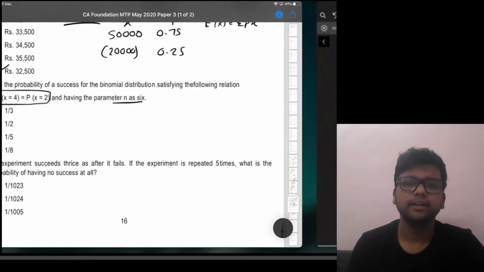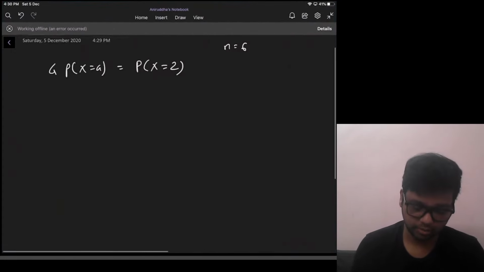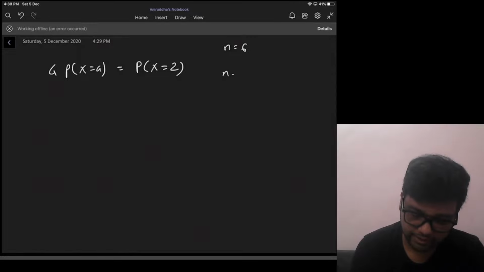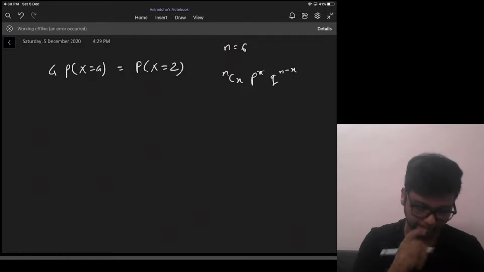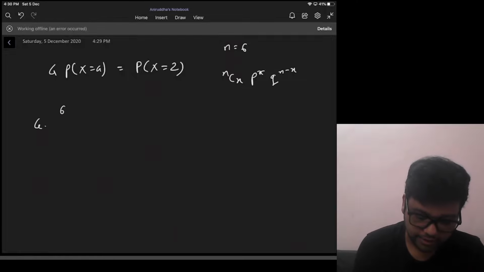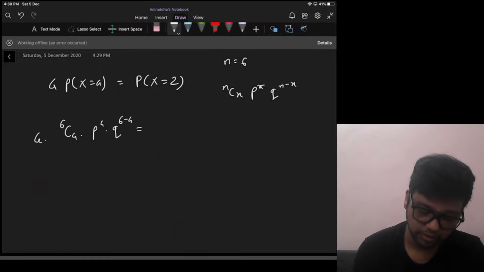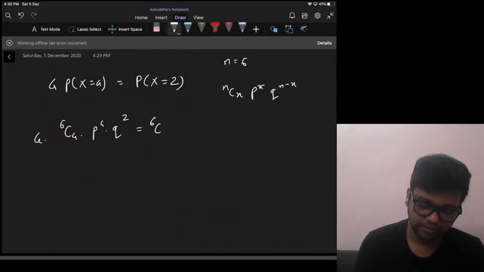Fine. Let's substitute the PMF of the binomial distribution. PMF of binomial distribution is what? nCx, p raised to x, q raised to n minus x. So it will be 4 into 6C4 into p raised to 4 into q raised to 6 minus 4, that is q raised to 2, into 6C2 into p square into q raised to 4.